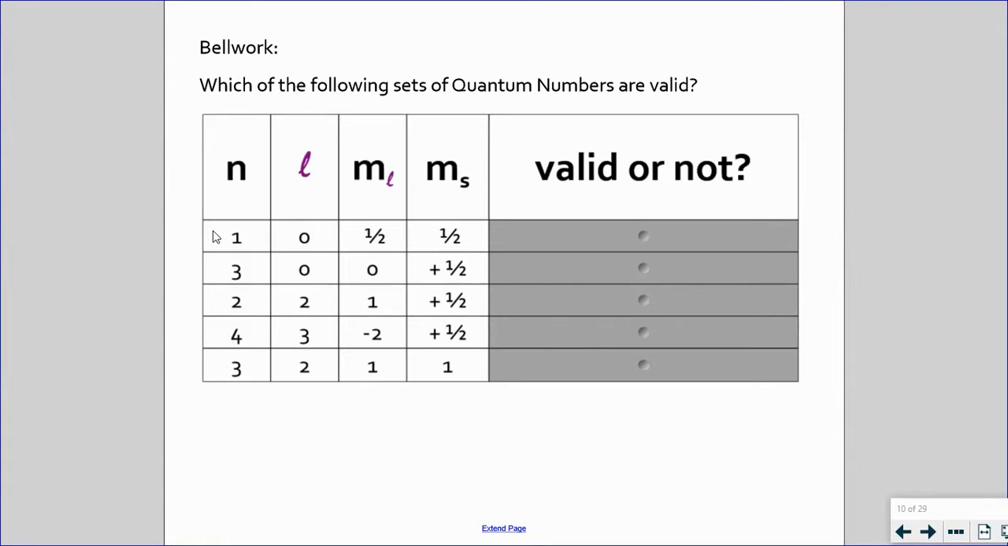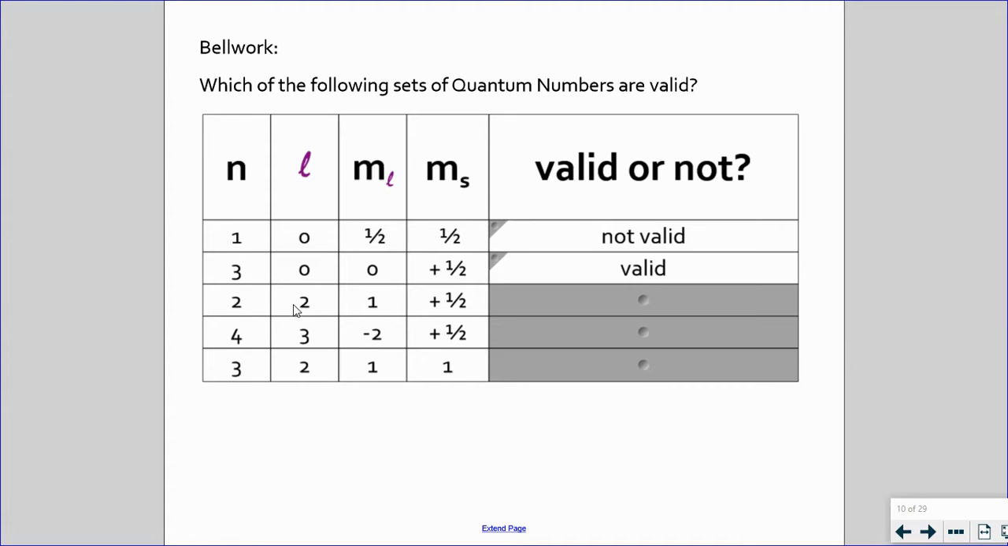The first question shows us that we have an energy level of 1, a secondary quantum number of 0, the magnetic quantum number of half, and spin quantum number of half. This is not valid because the magnetic quantum number does not exist as a fraction. Second question, energy level 3. Is it possible to have these four quantum numbers? Yes, it is.